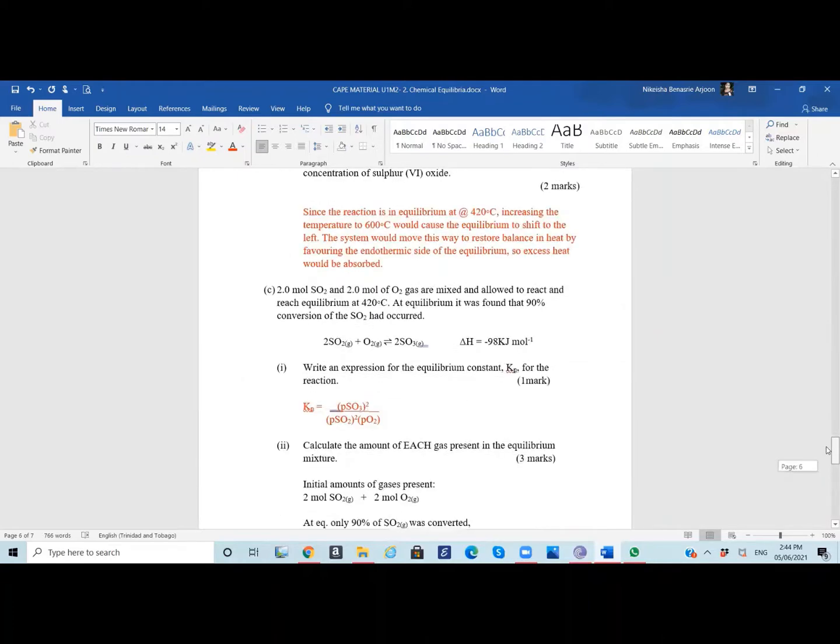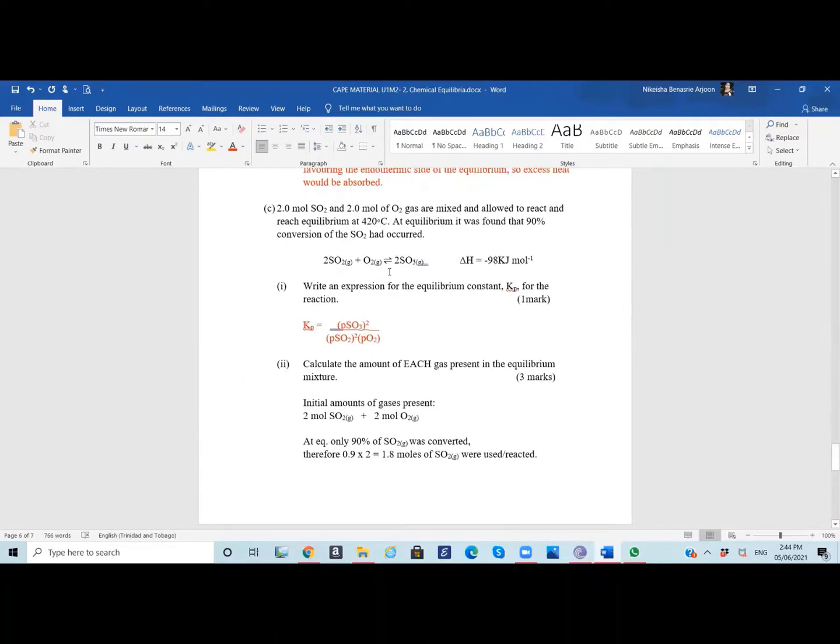Now, from the equation, we see that the mole ratio at equilibrium is 2 moles of SO2 reacting with 1 mole of oxygen to give 2 moles of SO3. So that's the mole ratio. So let's write our mole ratio now.